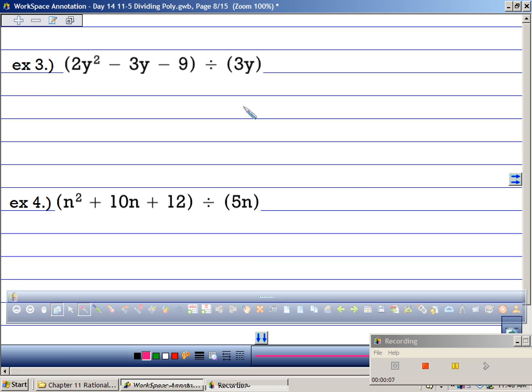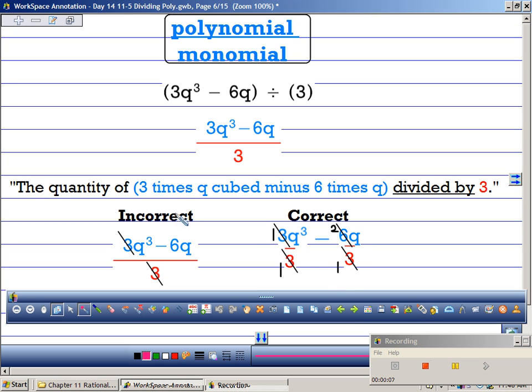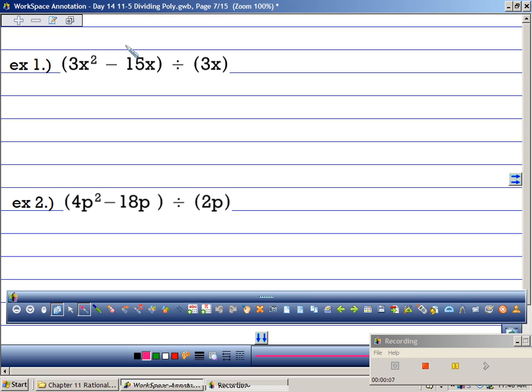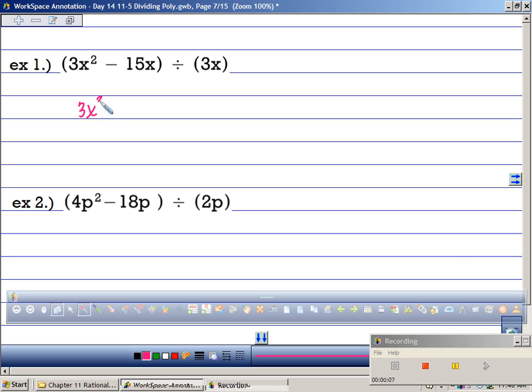So instead of writing it all out like this one, where I have to write it all out, whenever you see some type of polynomial being divided by just a monomial, all you have to do is give each one of these terms that denominator. So let's do that. 3x squared divided by what? 3x. Minus 15x divided by what? 3x.